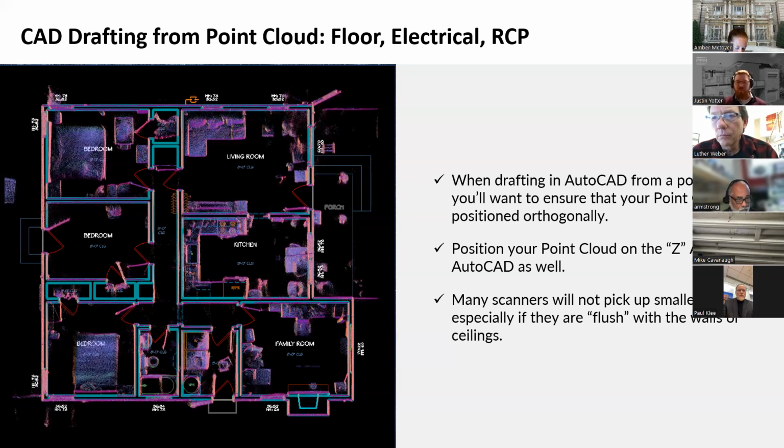Some items, though, like windows, can pose some difficulties when trying to extract width and height information, but with some diligence and practice at manipulating the point cloud, it gets a bit easier. Some scanners will not pick up smaller items, especially if they are flush with the walls or ceilings, primarily the mobile scanners. Trying to locate them in the cloud can be very time consuming. In that case, it's often better to use more traditional measurement tools while in the field and just sketch and measure those items.